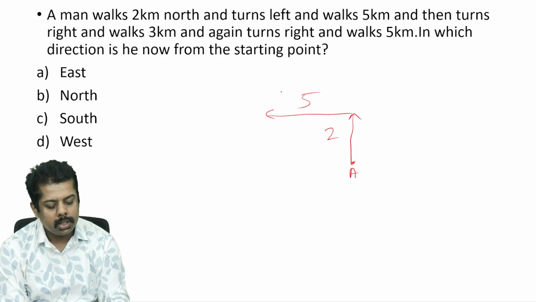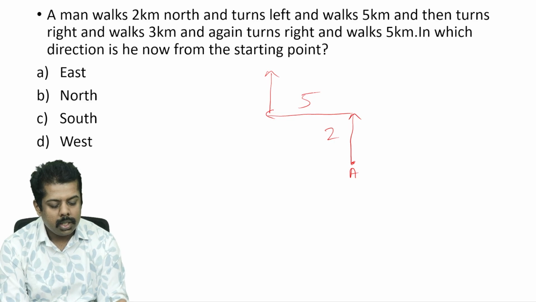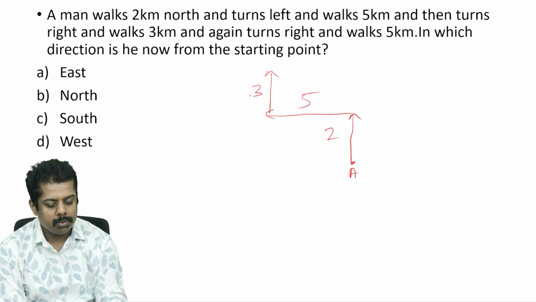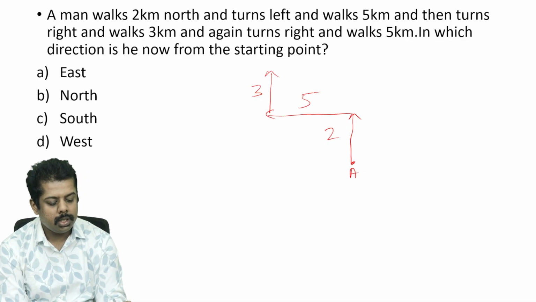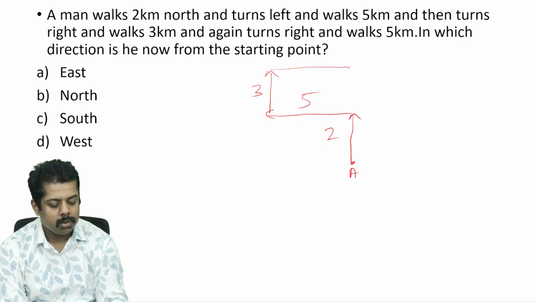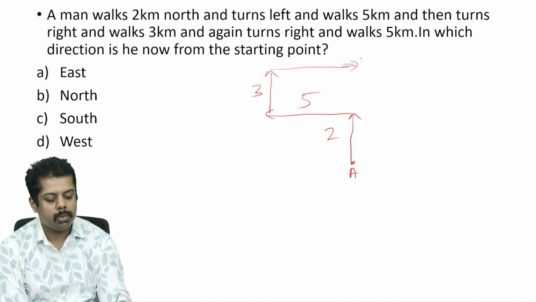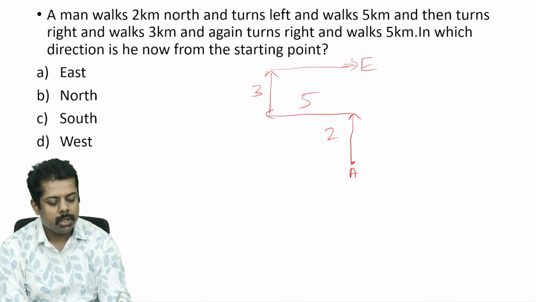Now from here he takes a right. So right is above, to the north. And the distance he has covered there is 3 kilometers. Now again he takes a right, that is towards east, and it goes 5 kilometers. 5 kilometer means is right above the starting. So this is basically his ending point.